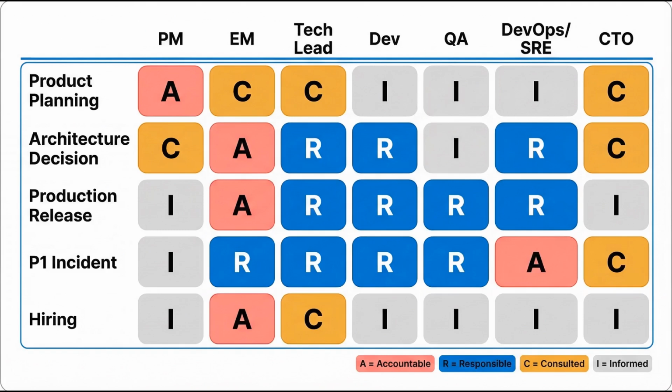Key insight. RACI evolves with organizational size. At 10 people, the CTO is accountable for everything. At 100, accountable is distributed across many leaders. RACI defines who decides. The next question is how those people actually communicate.